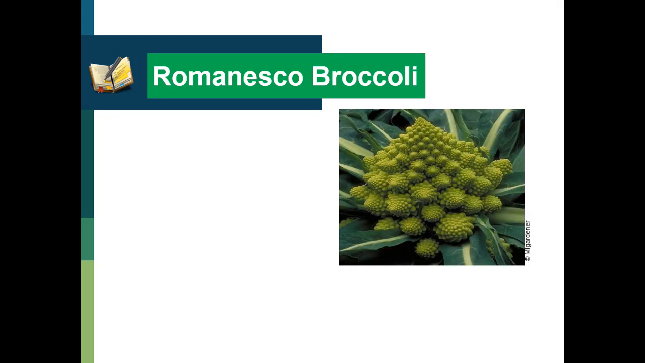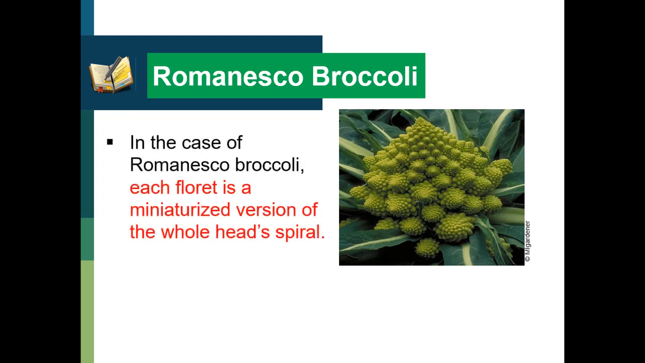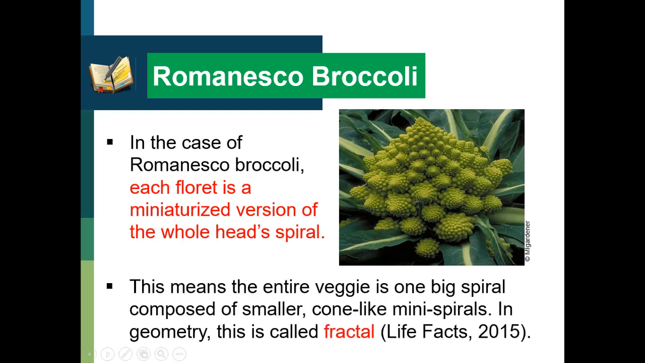Let's also discover the pattern behind Romanesco broccoli. Although this type of broccoli is rare in the Philippines, this type of plant is so amazing. Look at the figures. The bigger broccoli has smaller mini broccolis. Now in the case of Romanesco broccoli, each floret, the small florets, are miniaturized versions of the whole head's spiral. See, if you examine closely each floret, it resembles the bigger broccoli. This means the entire veggie is one big spiral composed of smaller cone-like mini spirals.